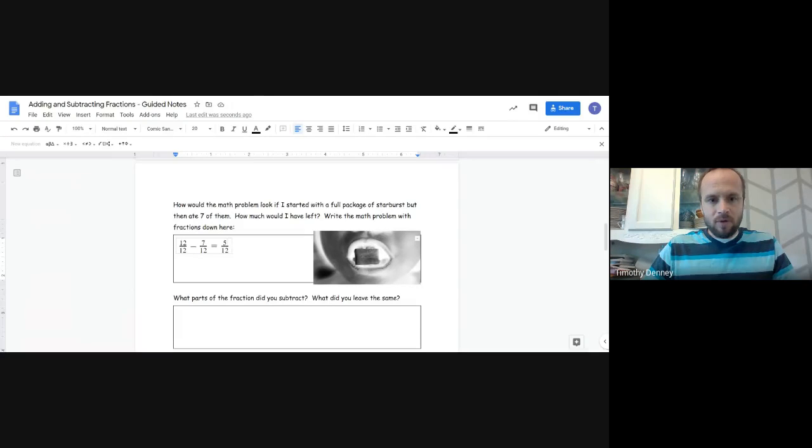What parts of the fraction did I subtract, and which did I leave the same? Again, just like addition, I subtracted the numerators, and I left the denominator the same.